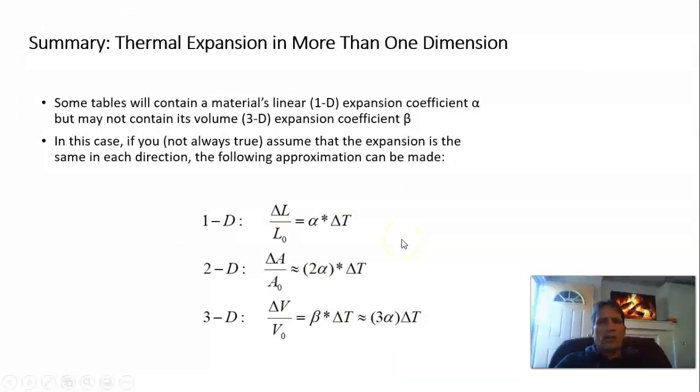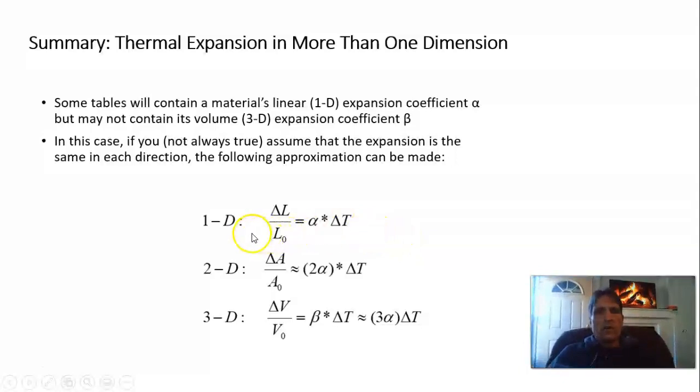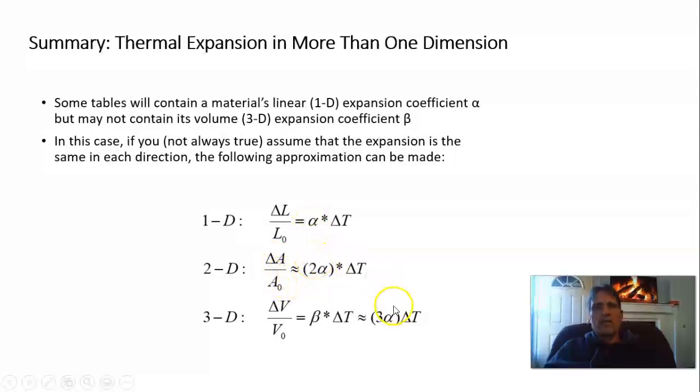So here's just a little bit of a summary here. In one dimension, we can deal with thermal expansion in terms of the fractional change in length, which is this linear expansion coefficient alpha times delta T. In two dimensions, we deal with the area, and so the fractional change in area, it turns out, is just 2 alpha, 2 dimensions, so 2 times alpha. And in 3 dimensions, this volume expansion coefficient is roughly 3 times alpha.